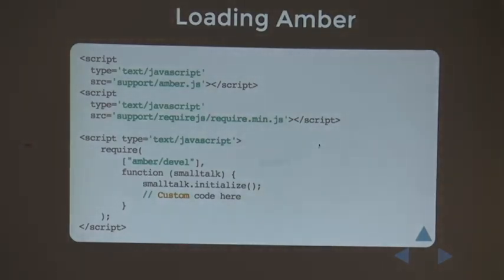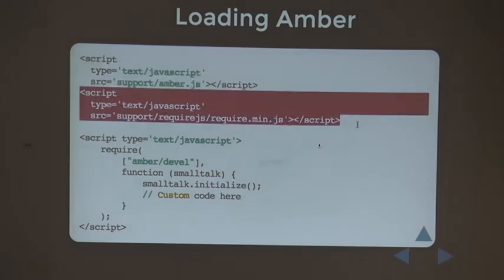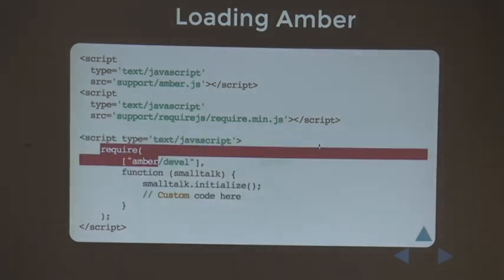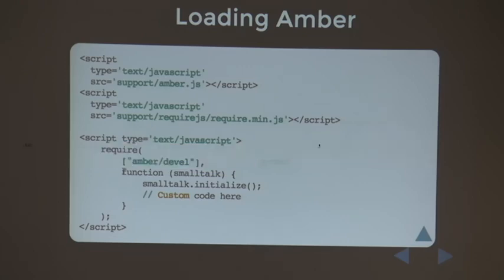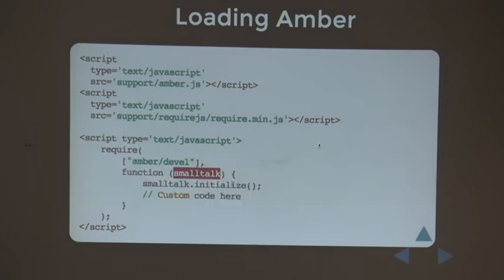This is how you load it now. So you see that we have two scripts. The first one is to load ember.js that defines the modules. The second one is require, that is shipped with Ember. And then you decide what to load here. So in this one, we say we require Ember devel. That's the page I just showed you. And when that's done, that's the callback of the package. We can evaluate a function with the smalltalk object, and in our case, we just want to initialize it.